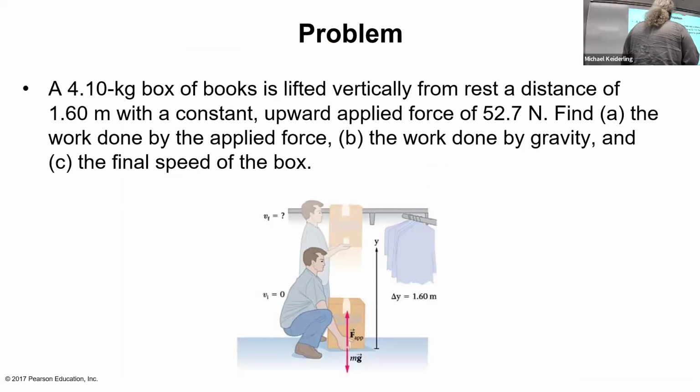So if you lift a 4.1 kilogram box vertically from rest over a distance of 1.6 meters with a constant upward applied force of 52.7 newtons, we want to find the work done by the applied force, the work done by gravity, and the final speed of the box. So I'll give you guys a couple of minutes to work on it.